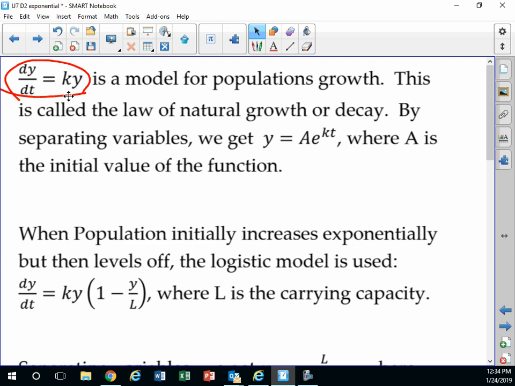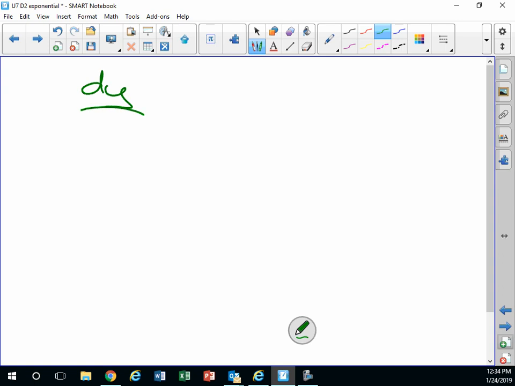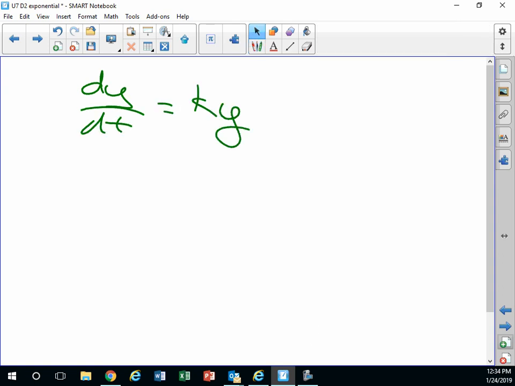And we're going to integrate this. We're going to separate and integrate. dy/dt equals ky. I want you to solve. K is a constant. It is a constant of proportionality. Its formal name is constant of proportionality. This is a proportion because I can write it: the rate of change is a constant times my function.